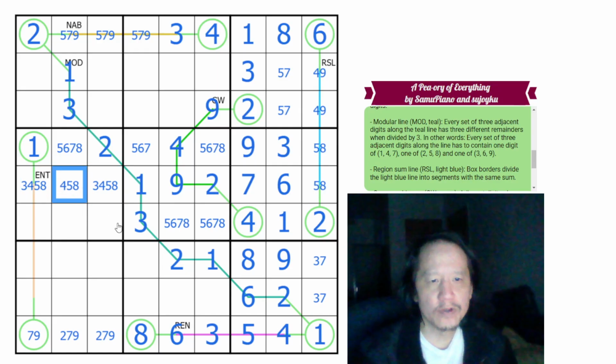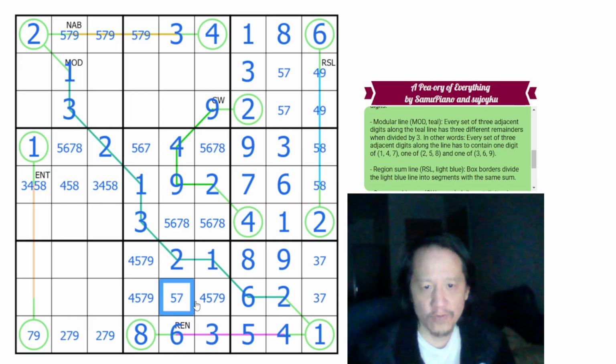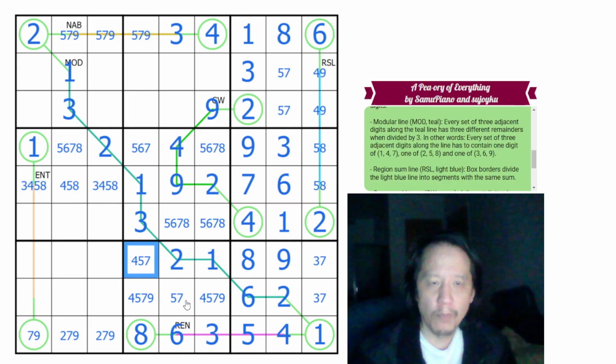This can't be 3, obviously. This becomes, what is this? This is 4, 5, 7, 9. This can't be 4 or 9. This can't be 9. This can't be 9. So we know the 9 is one of these two.